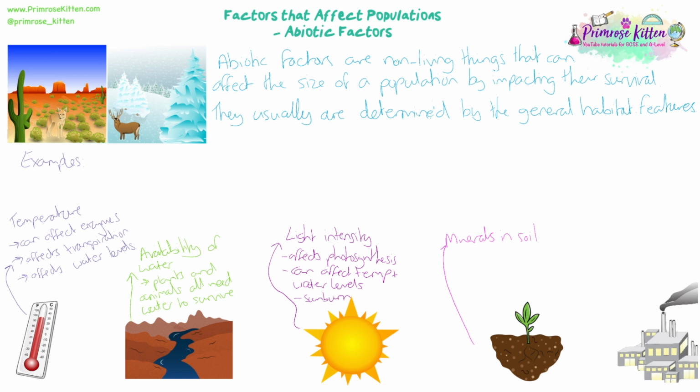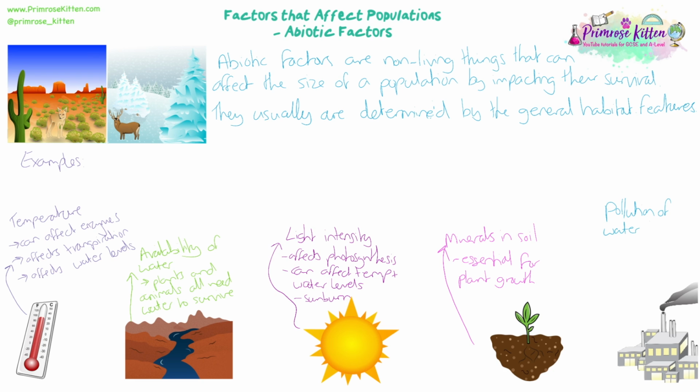Looking at another one that specifically affects plants this time is the minerals in soil. So plants need essential nutrients, things like magnesium for making chlorophyll, sodium, all of those ions that they get from the soil, nitrogen in order to make DNA and amino acids. They need these minerals in the soil. If there's not enough of them, it can affect growth and therefore survival and therefore population size.